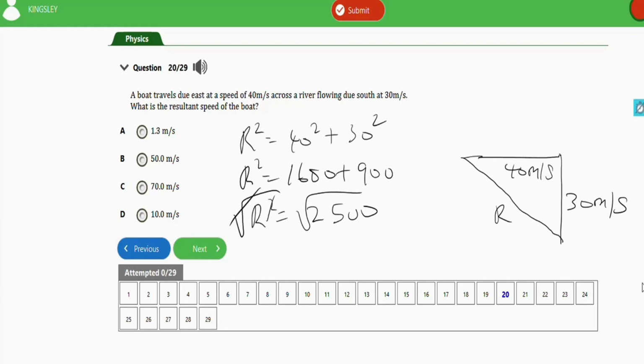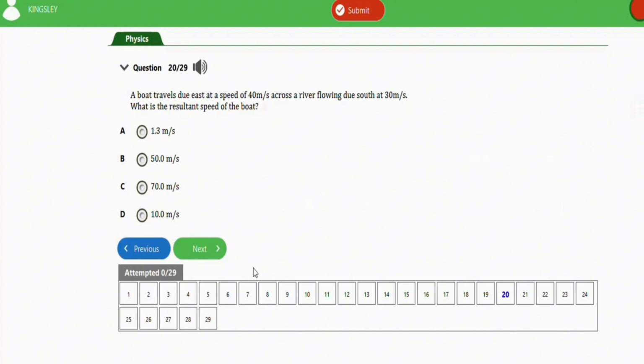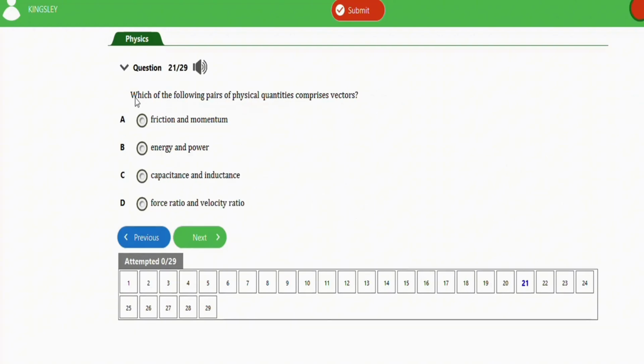Let's wipe this now. Look at the next repeated question. It says, which of the following pairs of physical quantities comprises vectors? We have friction and momentum, energy and power, capacitance and inductance, force ratio and velocity ratio. So the correct option in this question is option A, which is friction and momentum.